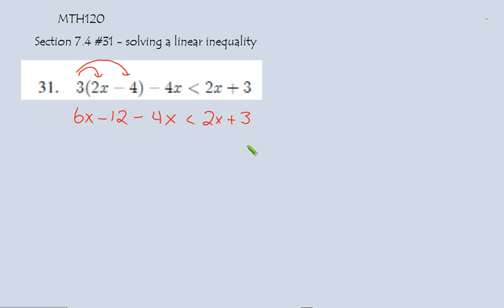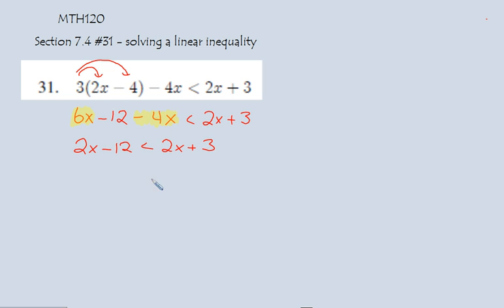Alright, now I'm going to combine some like terms. You'll notice right here I have a positive 6x and a minus 4x. Notice that I grouped that negative sign, or minus sign, with the 4. So now I know I have 6 take away 4, or a positive 6 and a negative 4, which will leave me with a positive 2. I bring everything else down.